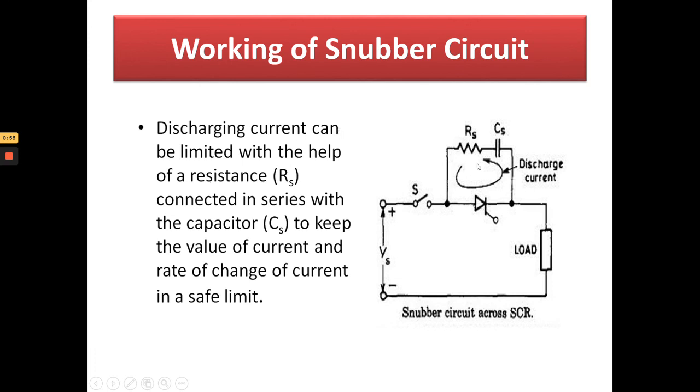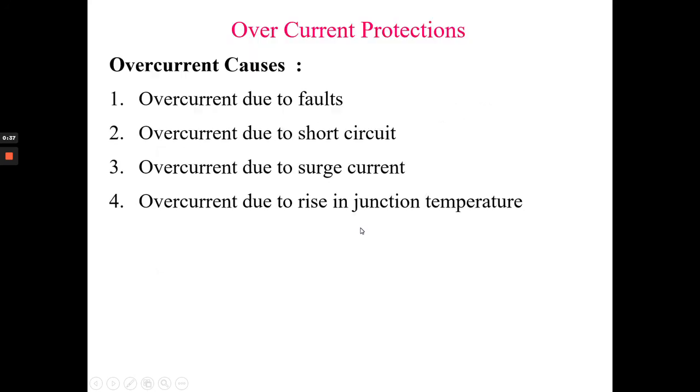Discharging current can be limited with the help of resistance Rs connected in series with the capacitor Cs to keep the value of current and rate of change of current in a safe limit. This is the snubber circuit across the SCR.